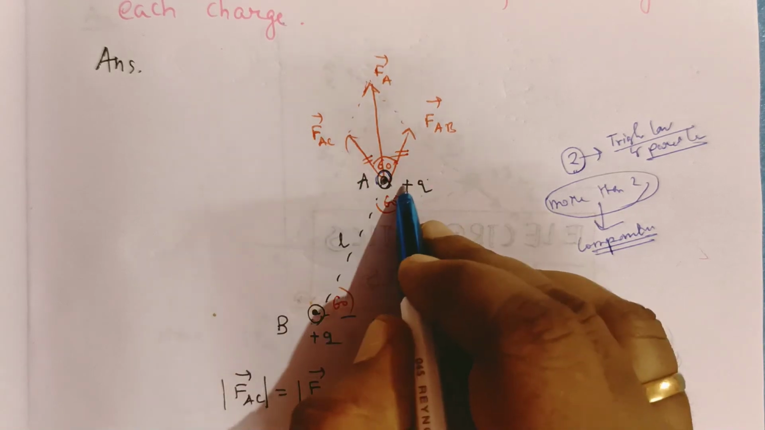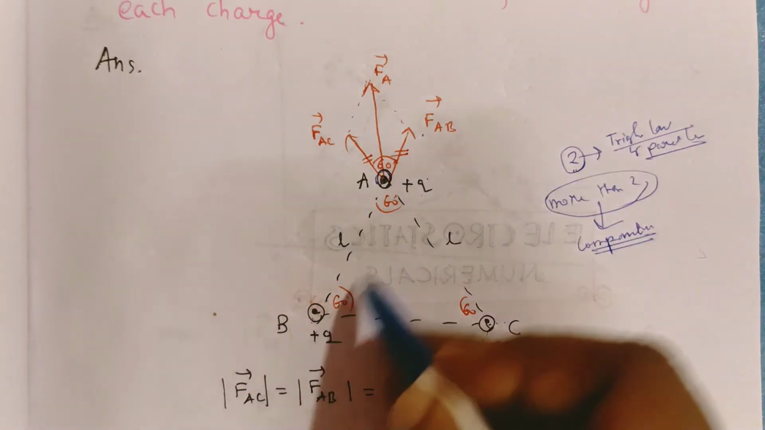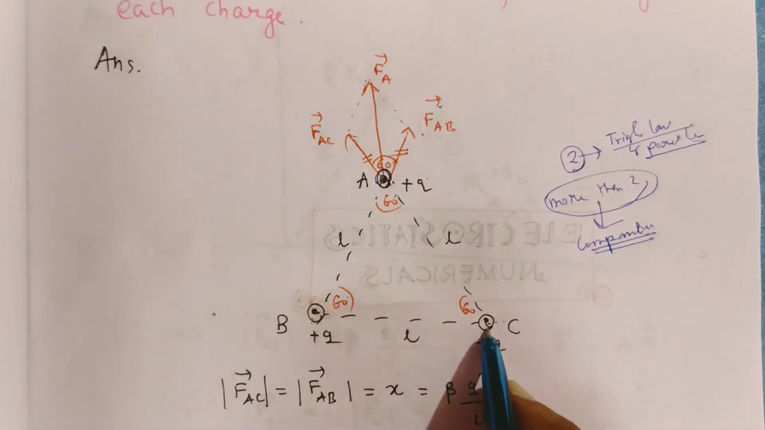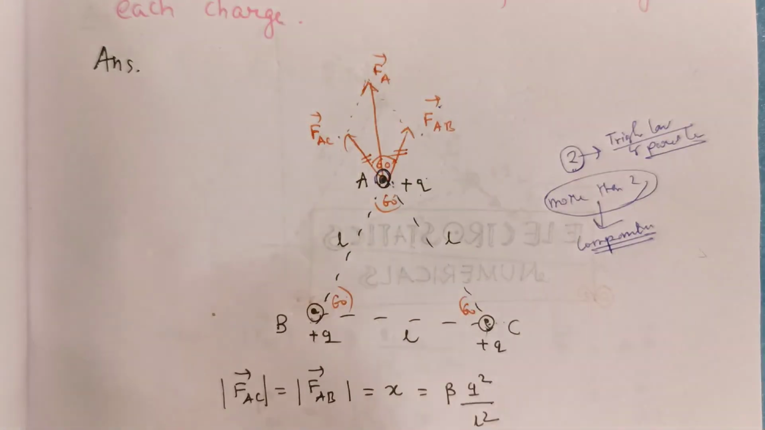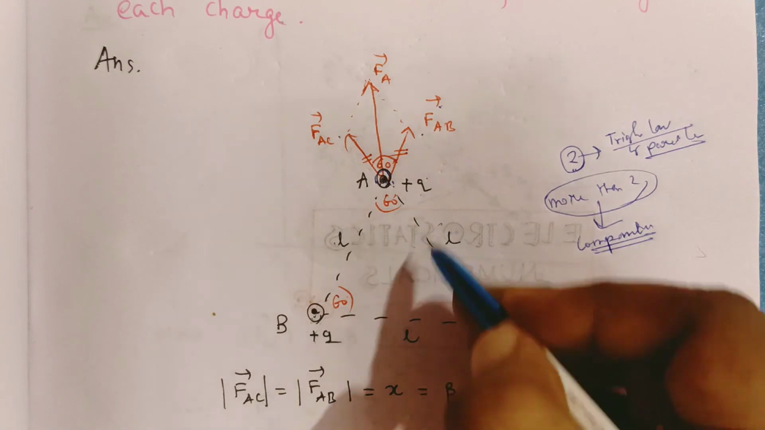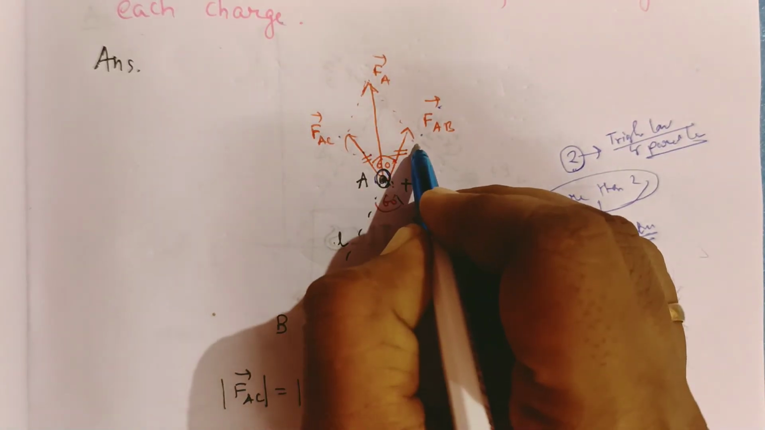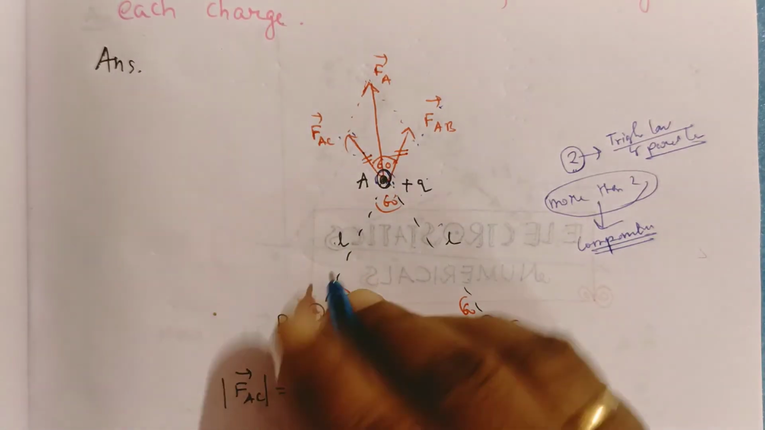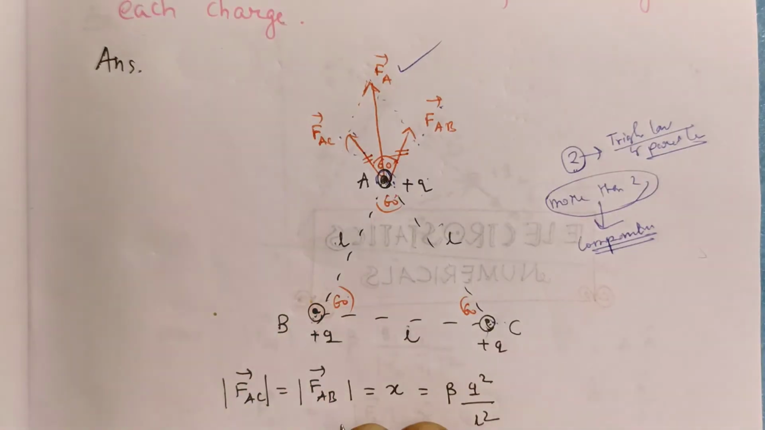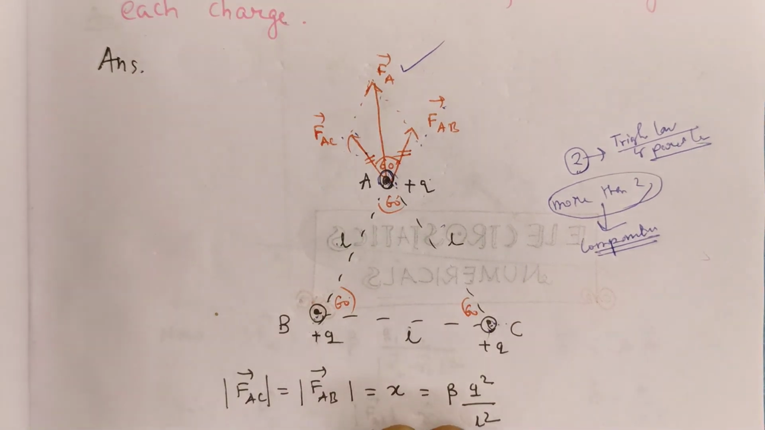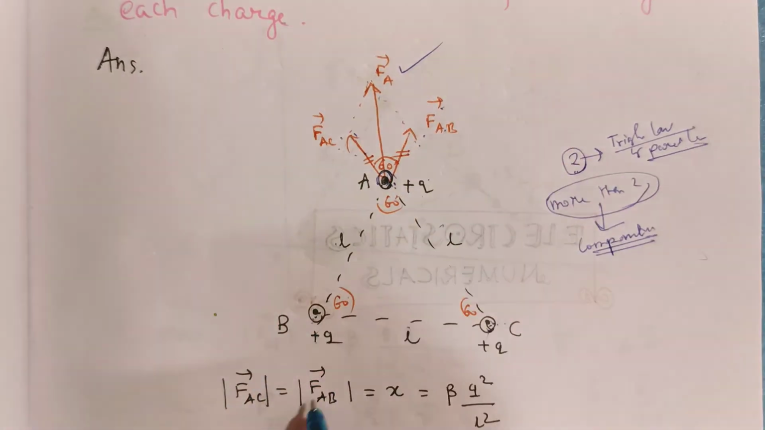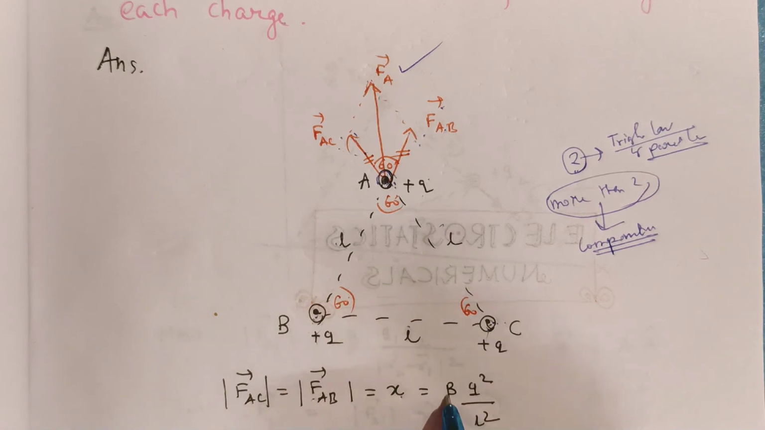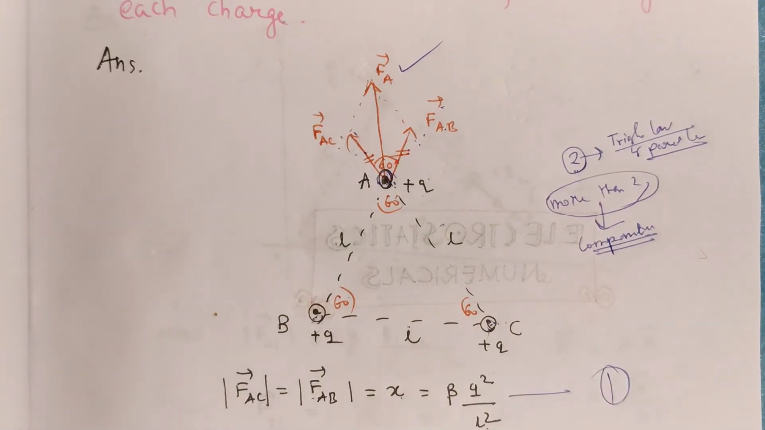This one is the first vector and this one is the second vector, because plus q will repel in this way, and here plus q will repel in this way. As the q are the same and the distances are the same, these two vectors have the same magnitude. And as they start from the same point, I use the parallelogram law. The diagonal represents the resultant force. So before the calculation, we have to calculate this magnitude and this magnitude. Let it be x, which is beta, the product of the two charges q into q, square, by the distance square, that is L square. That is equation number 1.